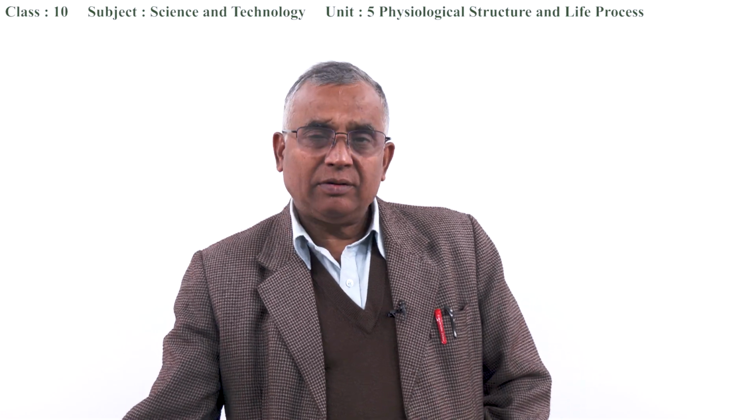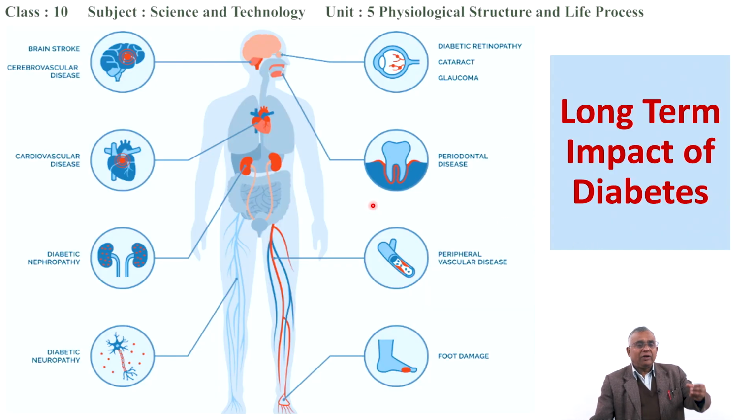Okay, students, now see the long-term impact of diabetes. Diabetes is a disease which invites other diseases. A number of diseases are caused by diabetes. Look here, it may affect our vision; blurred vision was already given. Diabetic retinopathy means a disease of the retina occurs. Cataract is caused, glaucoma is caused. So a number of eye diseases are caused because of what? Yes, diabetes.